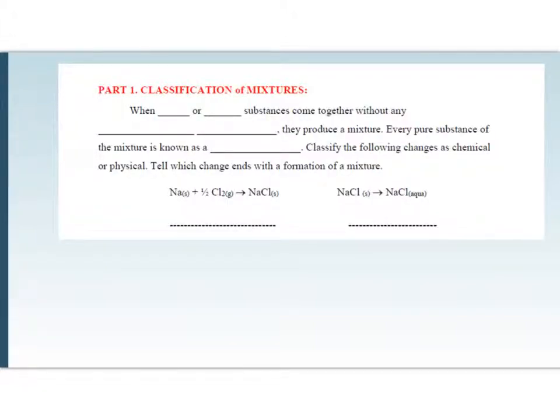First, let's look at the classification of mixtures. Before that, we're going to look at the difference between the mixture and the pure substance. When two or more substances come together without any chemical change, they produce a mixture. Every pure substance of the mixture is known as a component. For example, if you have salty water, salt and water are the components of that mixture.